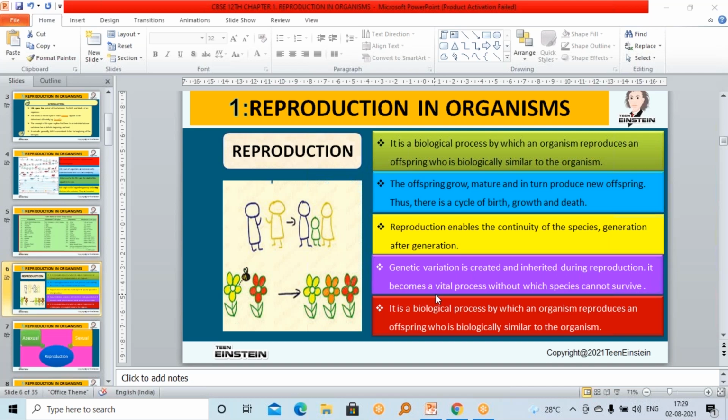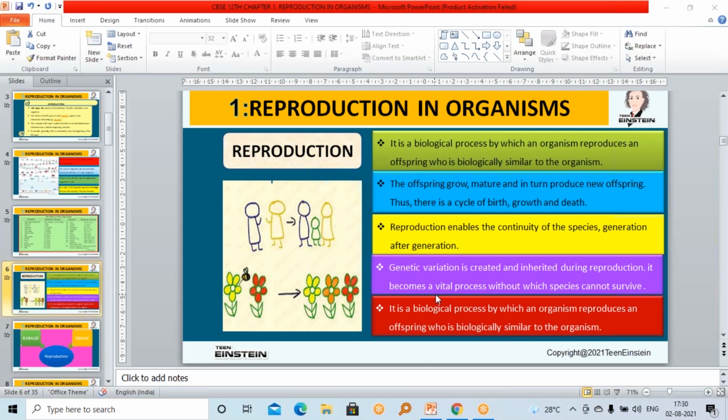So it is a cyclic process, a cycle of birth. First it will take birth, then it will grow, then it will attain maturity, produce the next generation, then death. So reproduction enables the continuity of species. After each generation, that forms the continuity. Because of reproduction, a species exists. If one species is not reproducing, for the next generation there won't be any individual from that particular species, right?